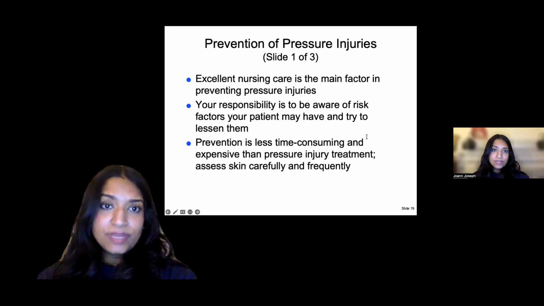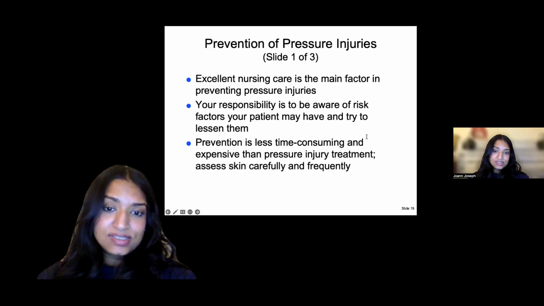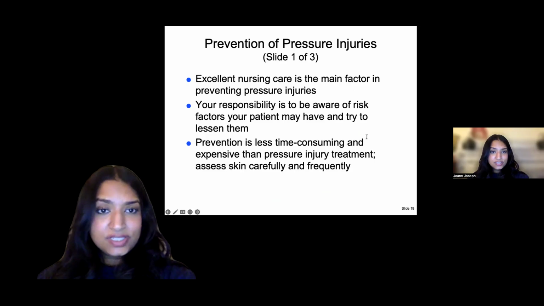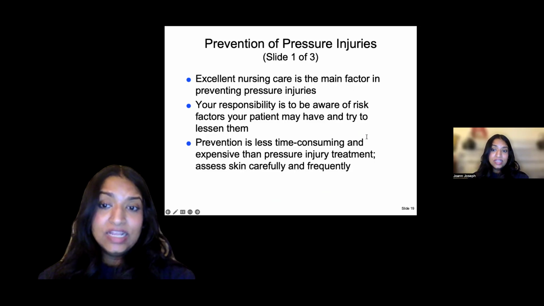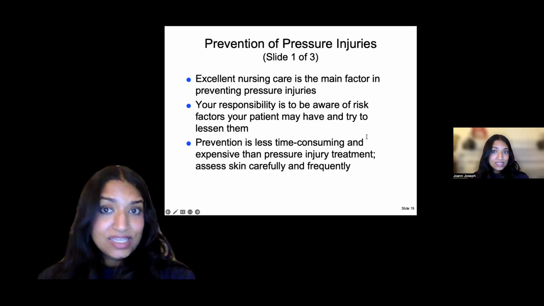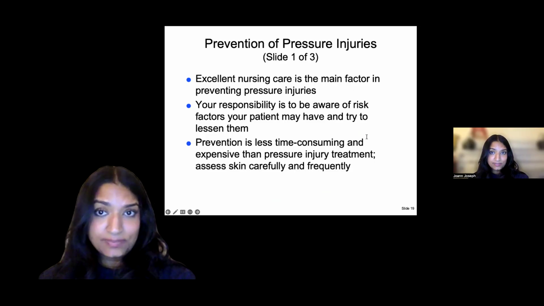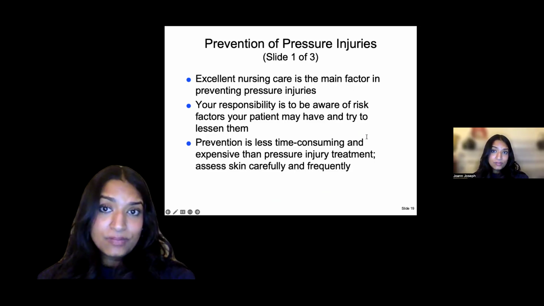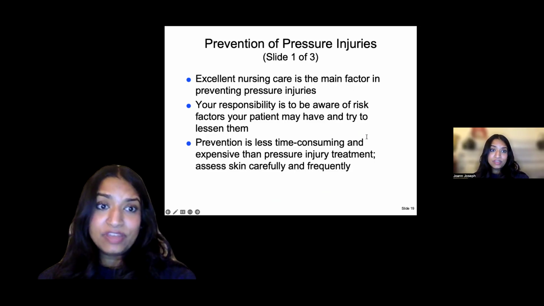So prevention of pressure injuries, you need to know this. Excellent nursing care is the main factor in preventing pressure injuries. It is true. So if you are constantly making sure that your patient has eaten, drunk water, they have mobility, you are doing active exercises with them or instructing your CNA to take time to do this, having them walk around the unit, stuff like that can help them prevent pressure injuries.